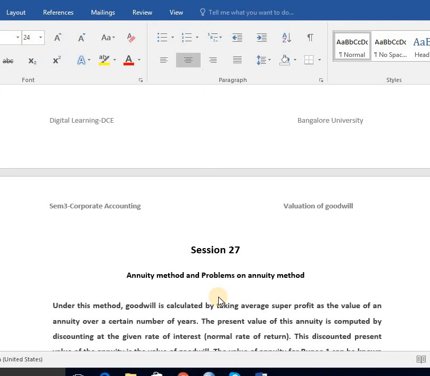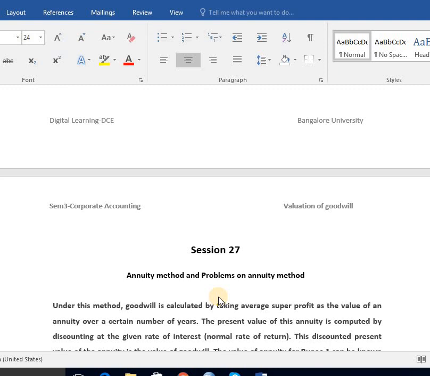See, what is annuity? Annuity in layman language refers to a series of periodic payments made to a person in his entire life tenure. Annuity is synonymously used under financial management, but however, even for the purpose of calculation of goodwill, we are adapting this annuity.